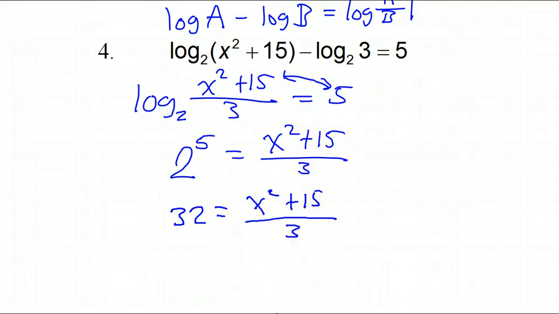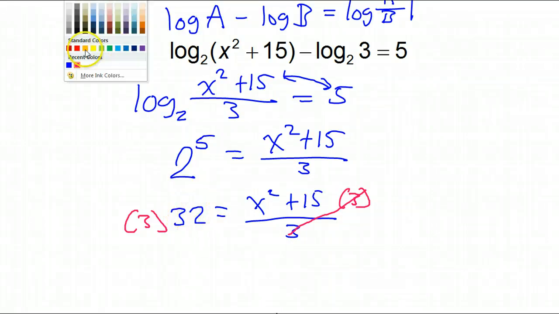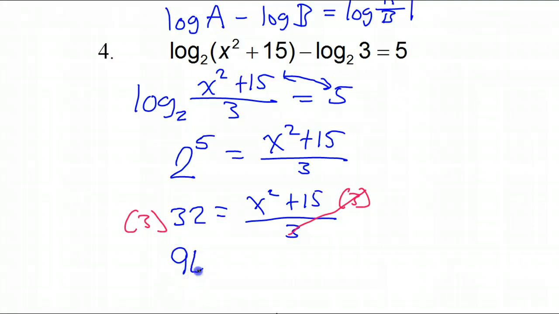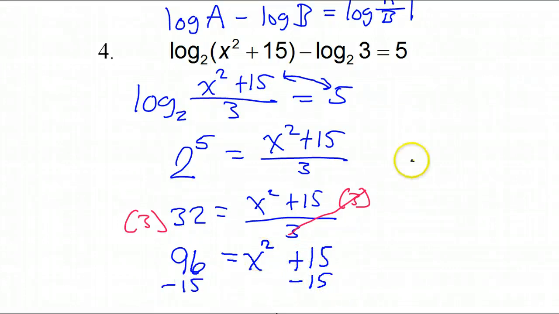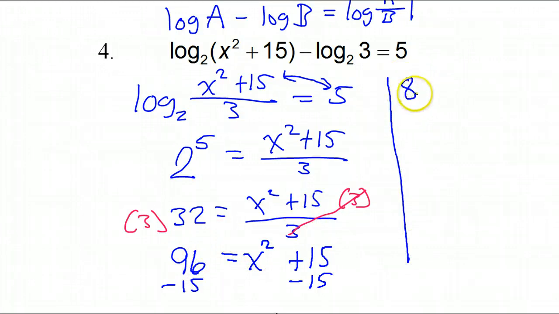Alright, still continuing to try to solve for x. Let us multiply by the denominator. So that's going to be 96. So 96 is equal to x squared plus 15. Now we only have the one variable, x squared, so we can continue to get this by itself. Just subtract 15 from both sides. So that's going to give us 81 is equal to x squared.